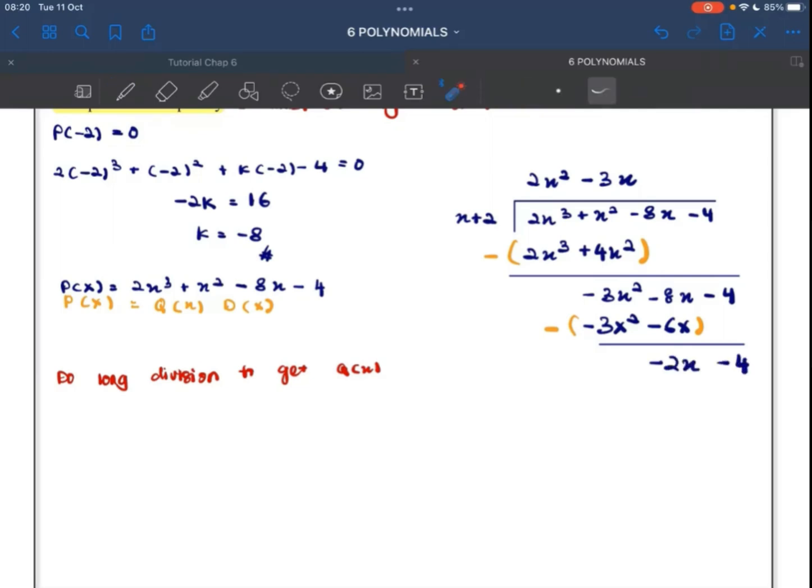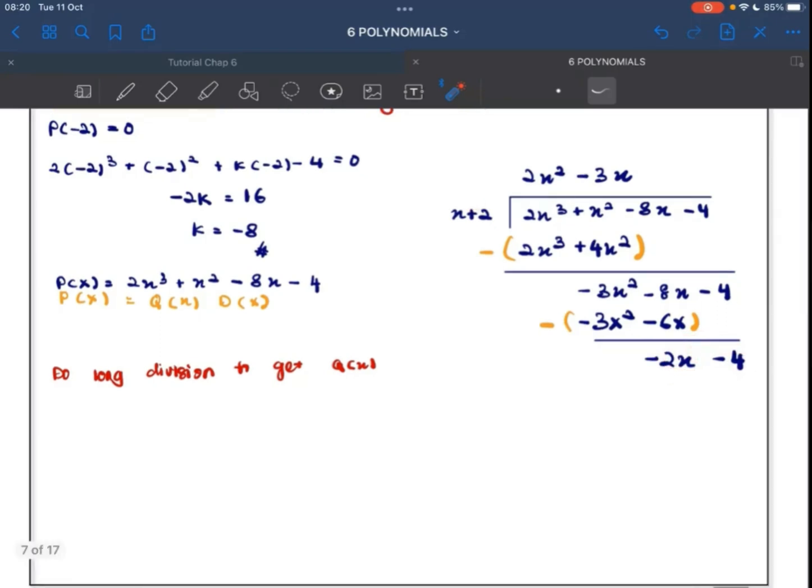Okay, buat lagi. Ingat, bila kita akan stop, bila degree remainder kamu less 1 than the divisor. Dekat sini masih lagi satu, masih boleh bahagikan lagi. So kita teruskan, negative 2x divided by x, we have minus 2. Multiply balik, negative 2 times x, negative 2x. Negative 2 times 2, negative 4. Kalau kamu tengok kat sini remainder 0, so factorize completely lah. This is your qx.